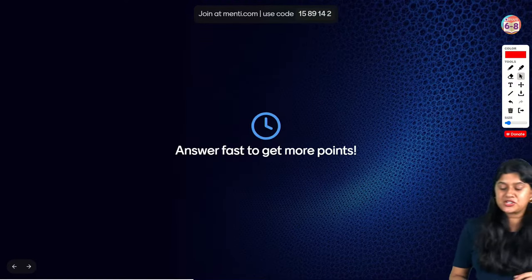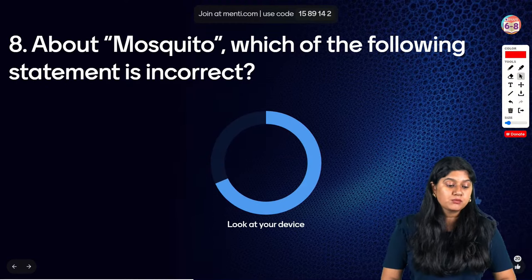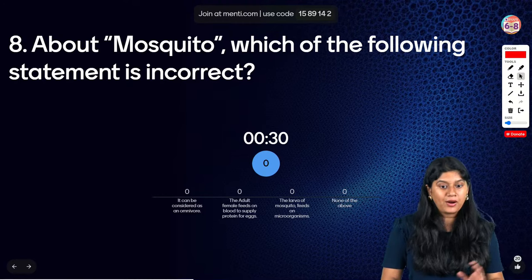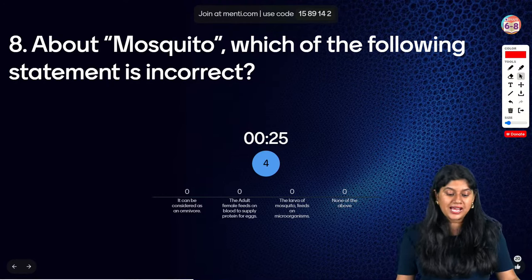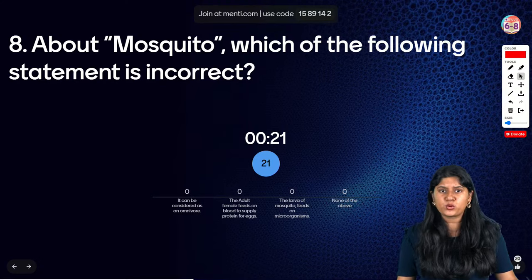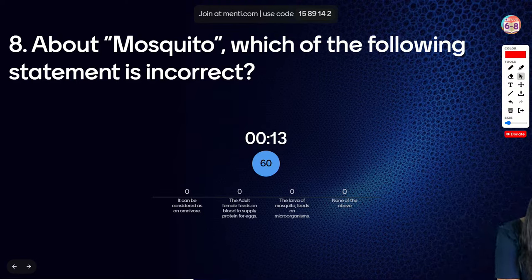Okay, chaliye. Question number 9, everyone, on our screen. About the mosquito, which of the following statements is incorrect? It can be considered as omnivorous. The adult female feeds on blood, a supply of proteins for eggs. The larva of the mosquito feeds on microorganisms. Or none of the above.